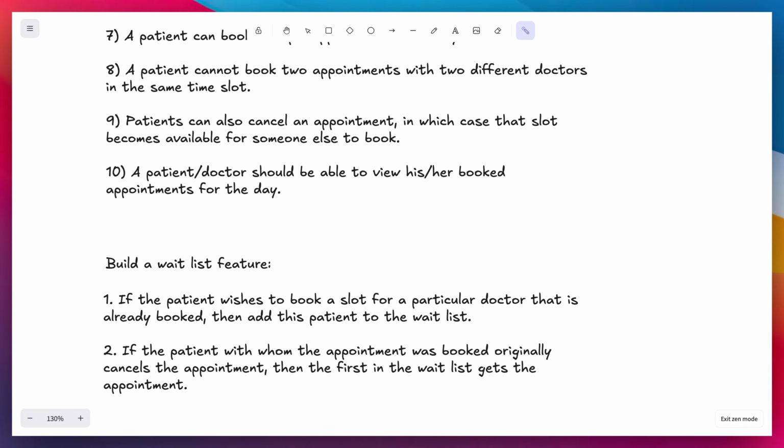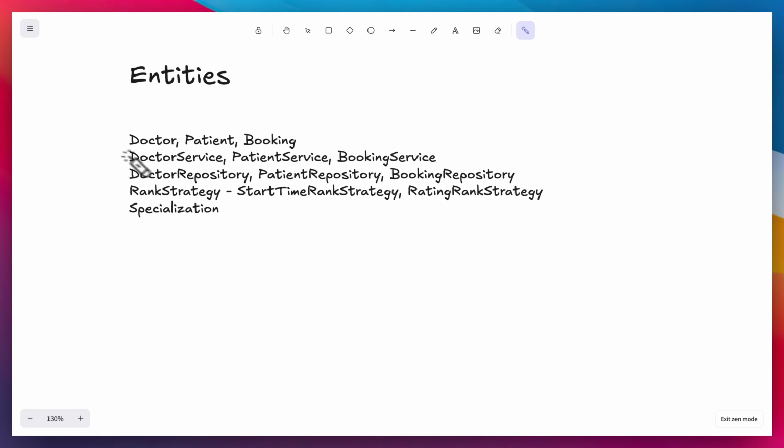Okay. Now let's try to come up with entities. So the core entities of this problem are doctor, patient, and booking. And each and every doctor will have a specialization, right? So I've created one enum named specialization, and all the business related logic would be lying in the service layer. So I've created 3 service classes for each of these entities: doctor service, patient service, and booking service. And all the CRUD functionalities would be lying in the repository layer. So again, I would be having 3 repository classes.